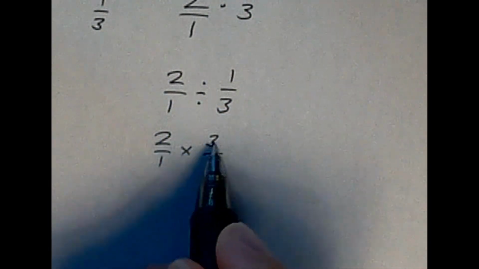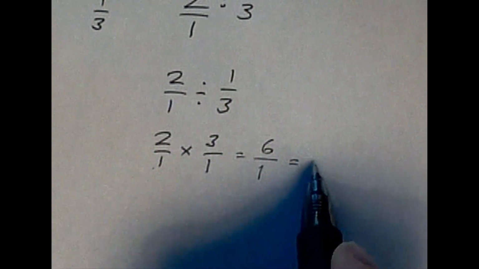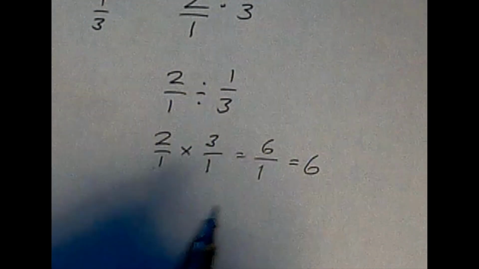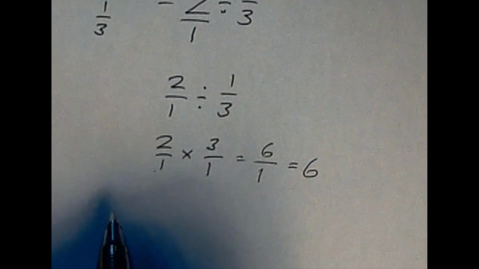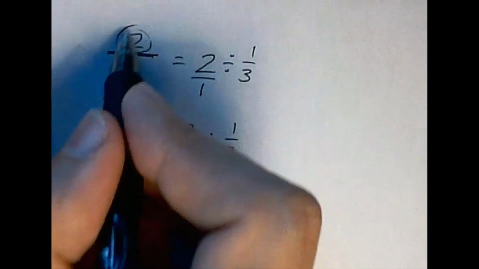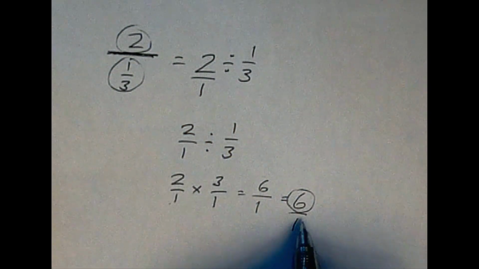And 2 times 3 is 6. 1 times 1 is 1. 6 over 1 equals 6. So that our unit rate is 6 per 1. So that's like saying we have 2 yards and a third of a yard is equal to 6 yards and 1 yard.